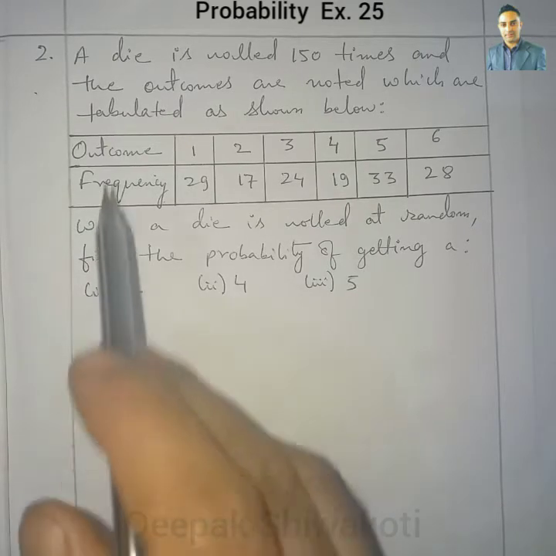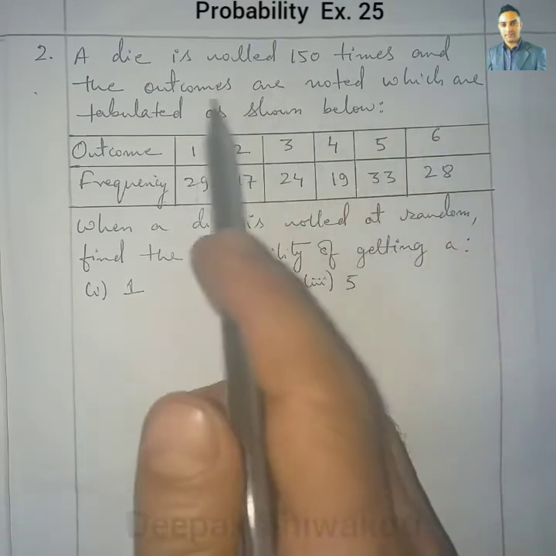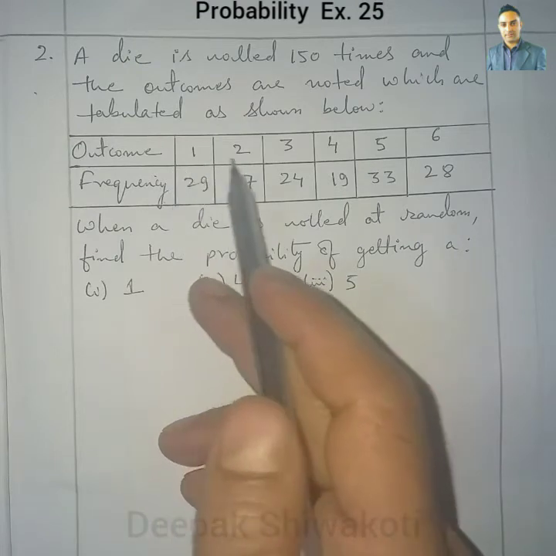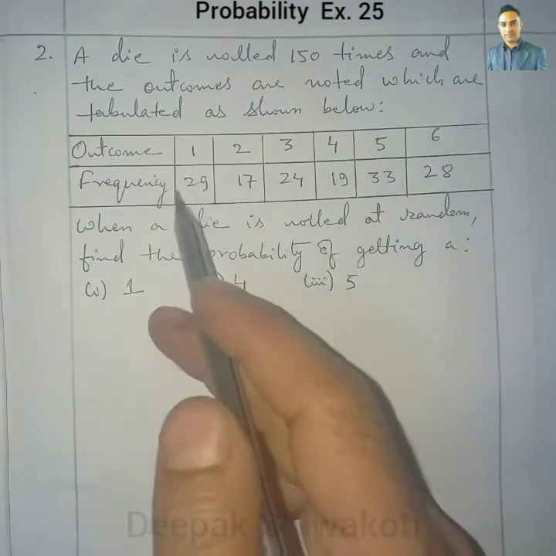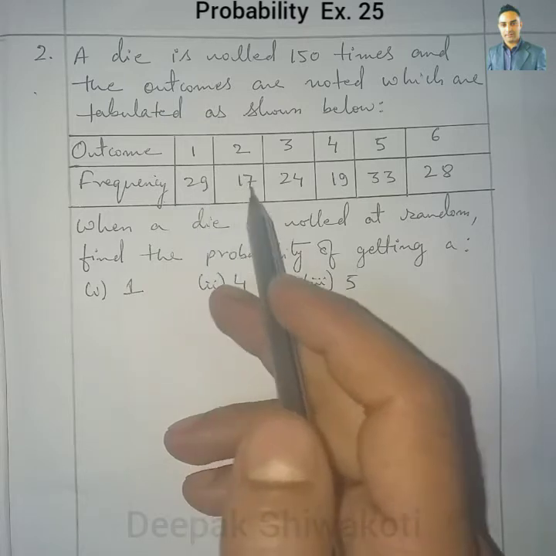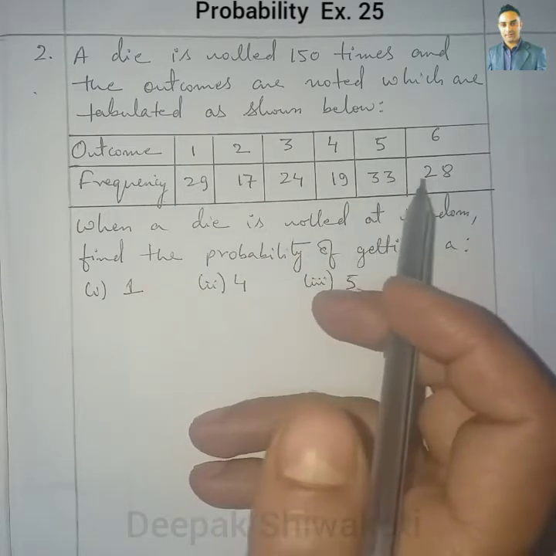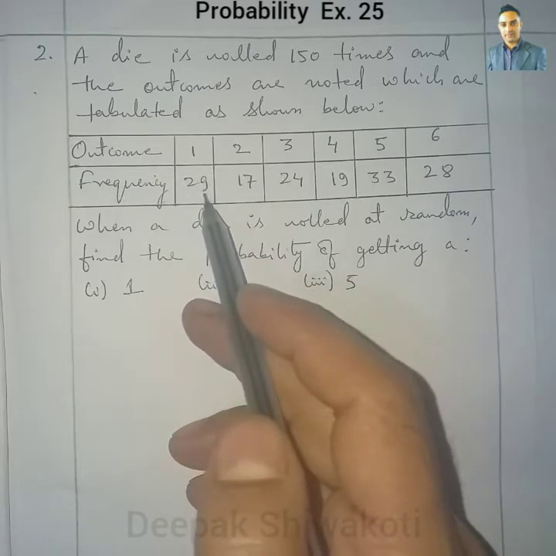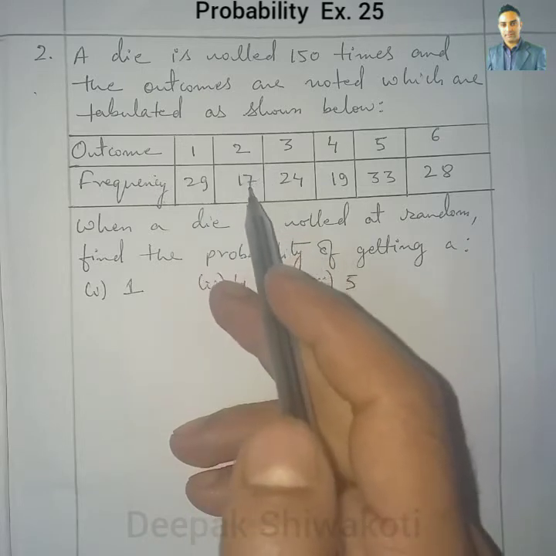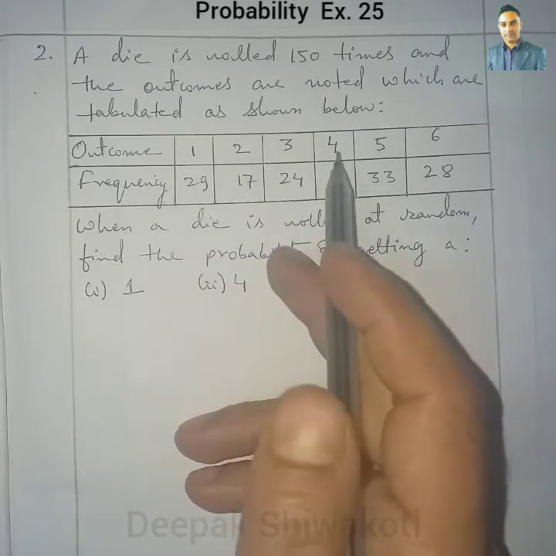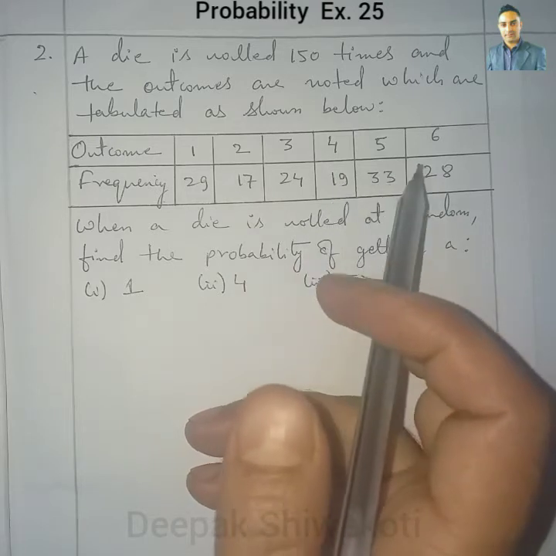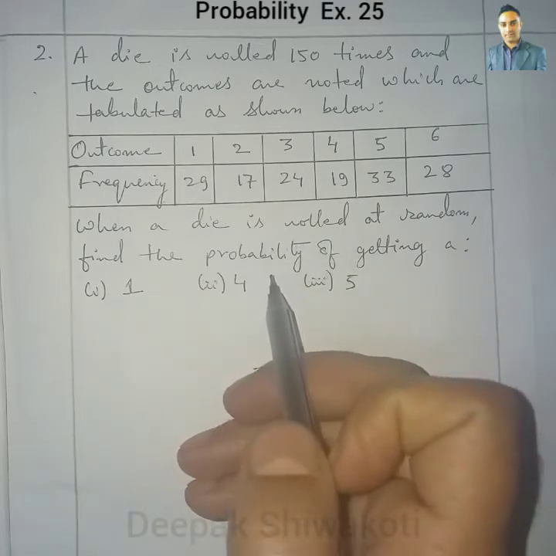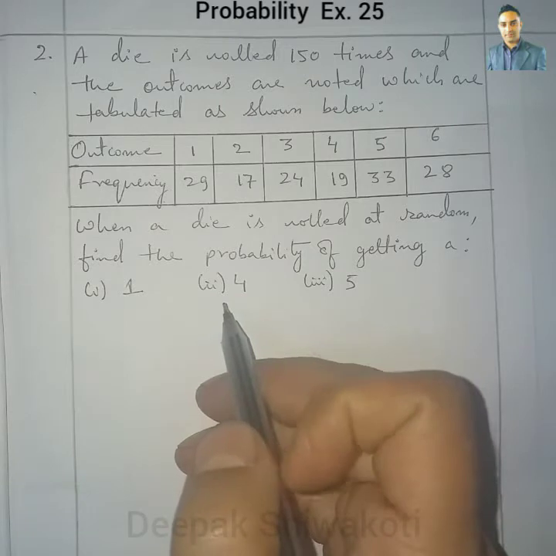Question number 2, a die is rolled 150 times and the outcomes are noted, which are tabulated as shown below. Outcomes are 1, 2, 3, 4, 5, 6 and frequency of outcomes are given here: 29, 17, 24, 19, 33, 28, which means outcome 1 appears 29 times. Okay, outcome 2 is obtained 17 times, like that. 3 24 times, 4 19 times, 5 33 times, 6 28 times obtained. When a die is rolled at random, find the probability of getting 1, 4 and 5.